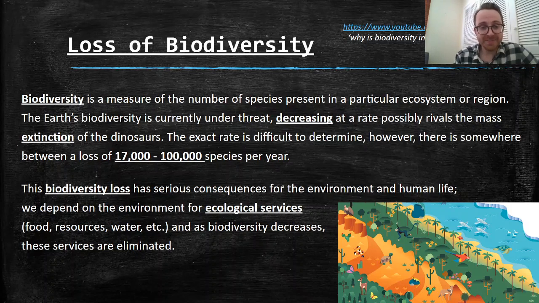We depend upon the environment for ecological services such as food, resources, water, etc. And as biodiversity decreases, these services are eliminated. So we depend upon the environment, on the animals, the plants, the biomes that we inhabit, and if those are damaged, then that's going to hurt us in the short term and in the long term.